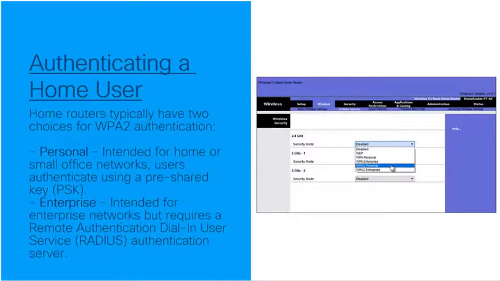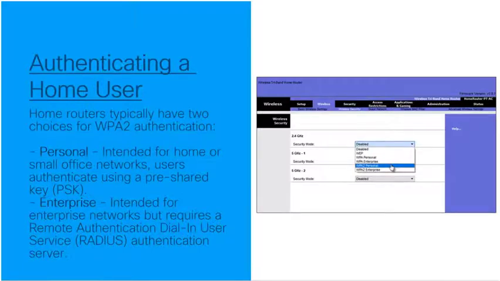However, we have 2 choices for WPA2 authentication. We have personal and we have enterprise. With personal, this is intended to authenticate devices using a pre-shared key. Our wireless clients, whether they be tablets or smartphones or Blu-ray players or TVs, will use the exact same wireless password as any other client in the house. There's no special server needed to deploy WPA2 personal.